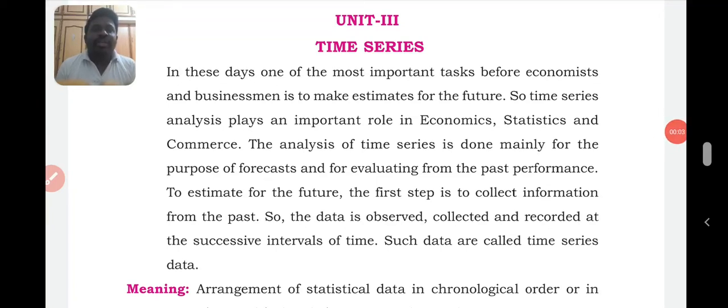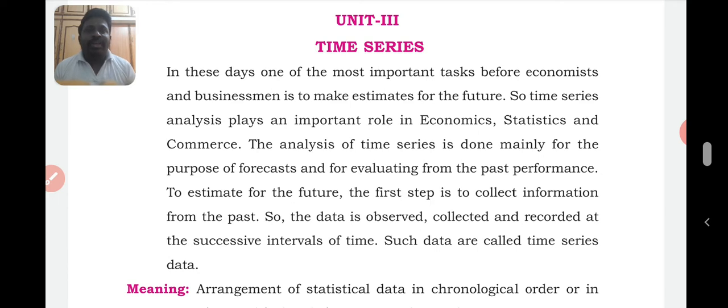Good morning, students. Now we'll go to the next chapter, Unit 3, Time Series. Before going to the meaning, we'll understand what exactly time series is and where we'll be using it. As commerce students, in economics, in commerce, in business studies, in accountancy, data is very important. In first PUC, we have studied how to collect the data and how to process the data. In time series, we will be processing the data and arranging the data in a systematic way. Which is that systematic way we'll be using?